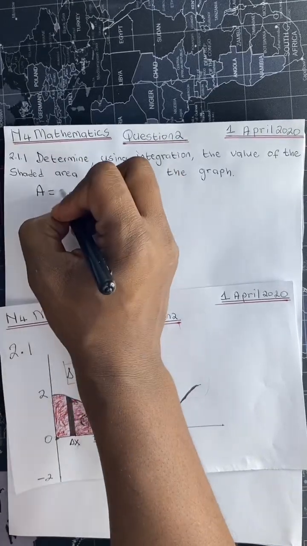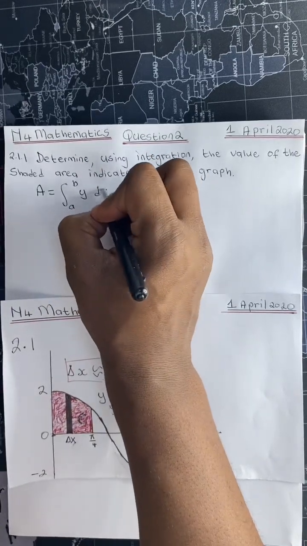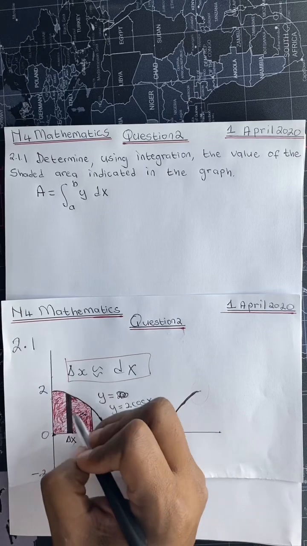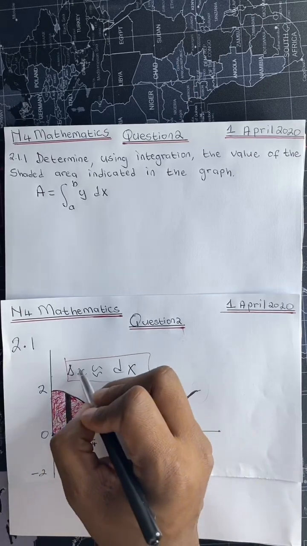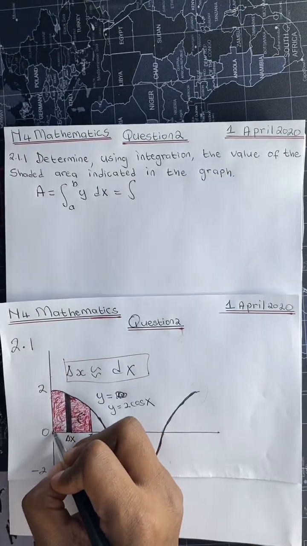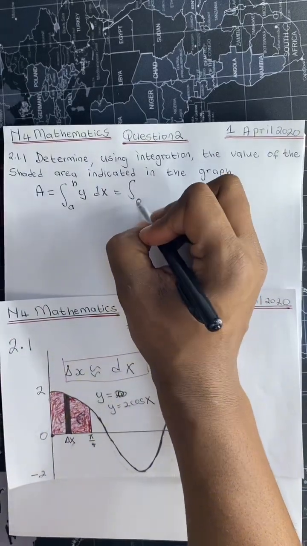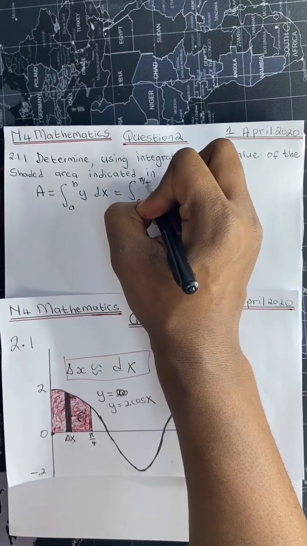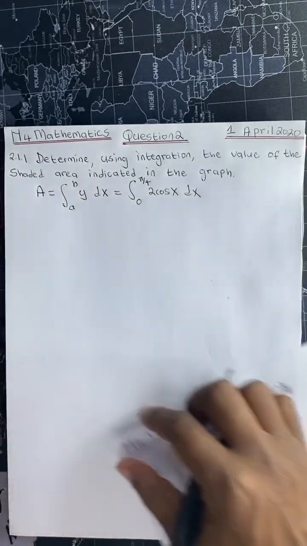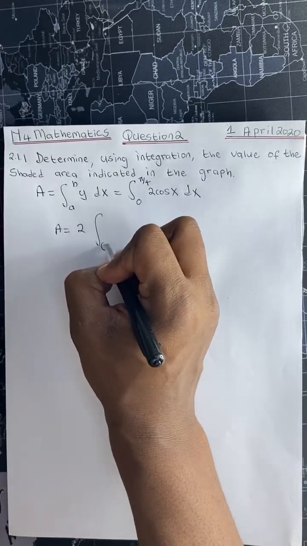Where area is equal to the integral from a to b of y dx. We use that dx because the shaded area is vertical, and the delta x strip is equivalent to dx. The boundary of this shaded area is from 0 to pi over 4, so we substitute 0 for a and pi over 4 for b, and our graph is 2 cos x dx. We can write that 2 out of the integral because it's a constant.